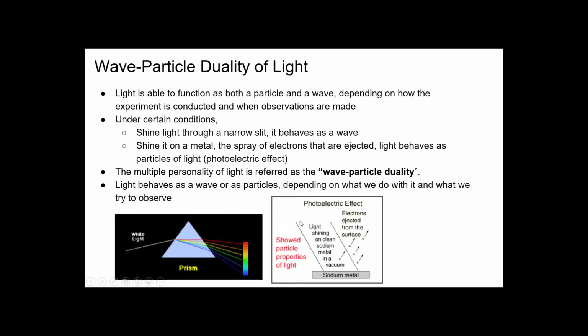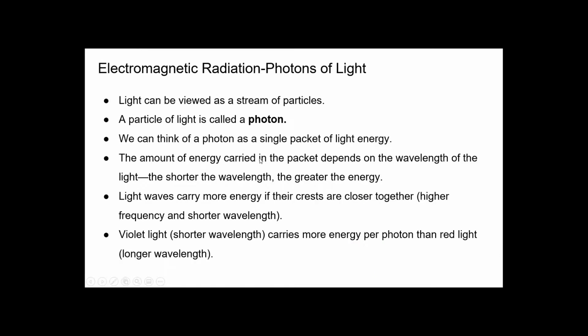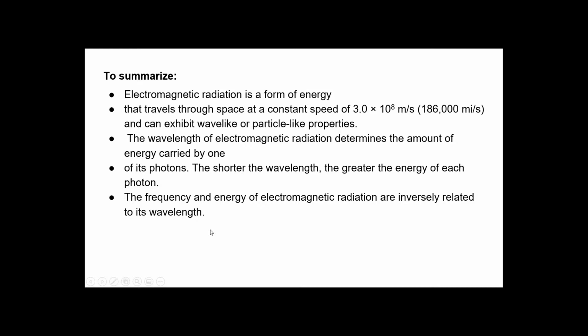This is where we start talking about shining particles, a property of light. We call these photons. So electromagnetic radiation is a form of energy that travels through space at a constant speed of 3.0 times 10 to the 8 and can exhibit either wave-like or particle-like properties depending on how we want to see this and what we're observing, basically experiments. The wavelength of electromagnetic radiation determines the amount of energy carried by one of its photons. The shorter the wavelength, the greater the energy of each photon. The frequency and energy of the electromagnetic radiation are inversely related to its wavelength.